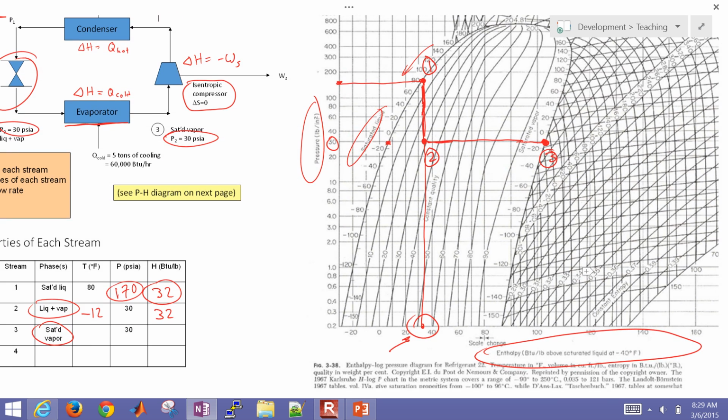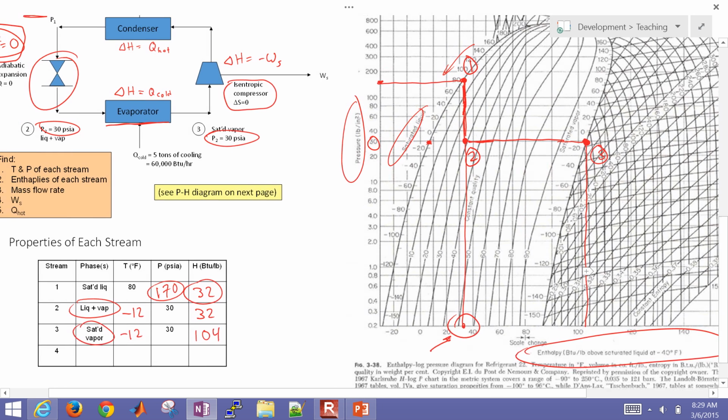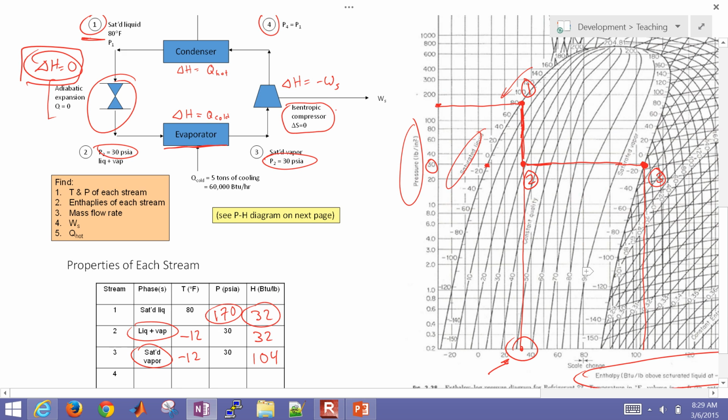But let me go ahead and get the temperature here. This is going to be the same temperature. It's going to boil, and so that's going to be negative 12. But then I have a new enthalpy here. I added some Q, some heat, and so if I trace this down, then I get a new enthalpy of about 104. Okay, now the last one is going to be this compressor.